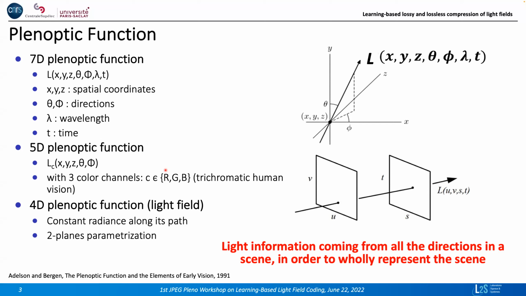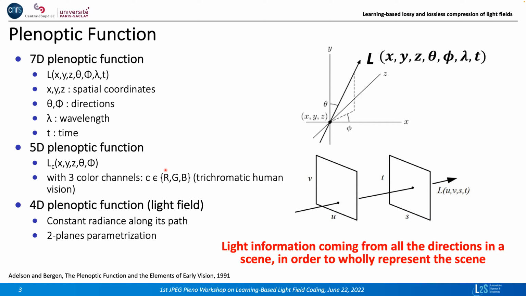I think the basic concept is the plenoptic function, which is a 7-dimensional function that describes essentially the light that you can see at any position in space, from any direction, at any wavelength, and during time. This is a theoretical concept, because of course it entails a lot of information to be acquired, stored, and transmitted.